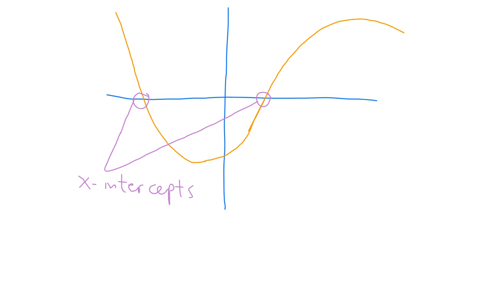Now, what about the points where f meets the y-axis, like this point, this one? The point where the function f of x meets the y-axis is called what? Is called y-intercept.